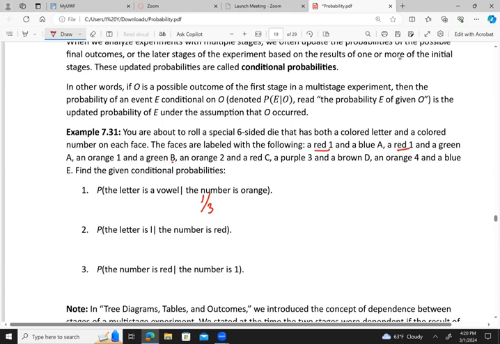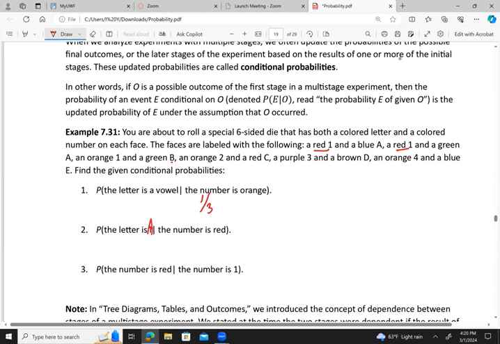What is the probability the letter is I given the number is red? I think this is supposed to be an A because there are no I's. So if we change that to A: red 1, blue A; red 1, green A. If I know the number is red, then I know my letter is going to be A. So the probability would be 1. With the initial statement, I, there are no I's, so the probability would have been 0.